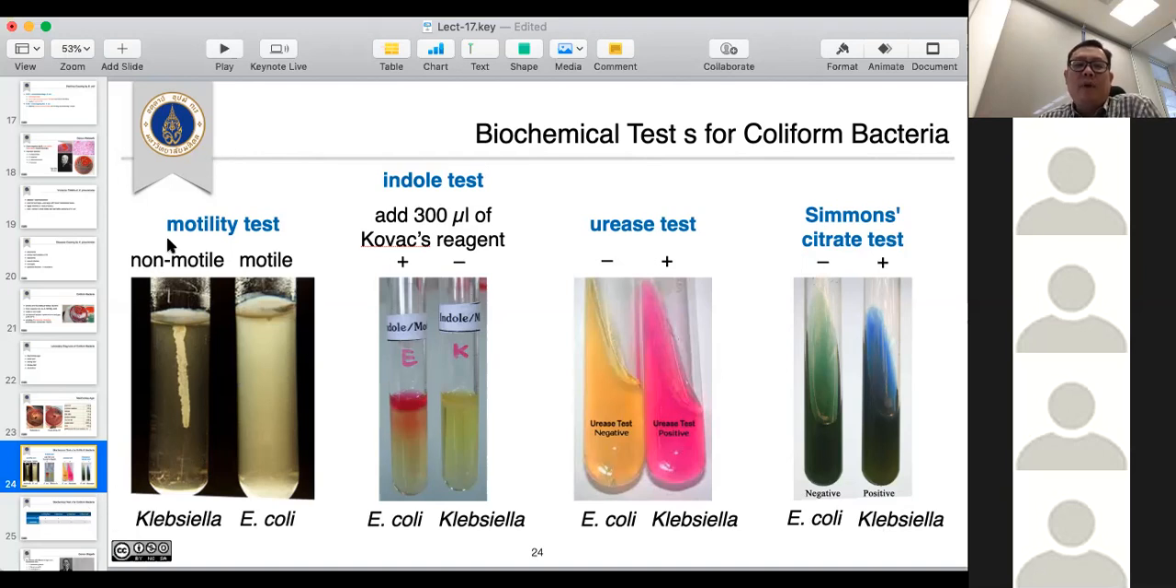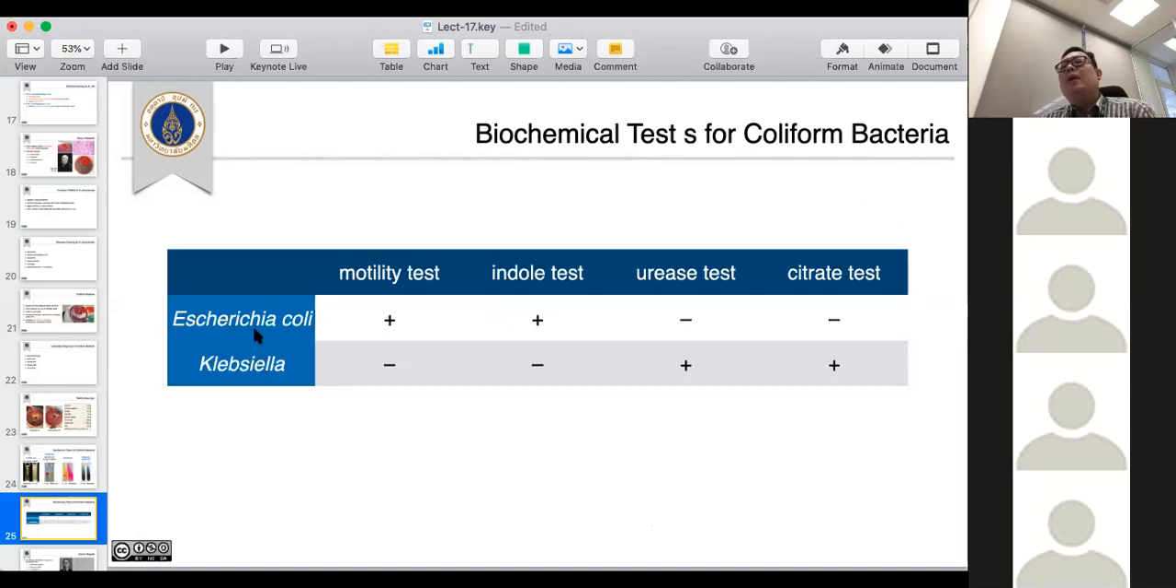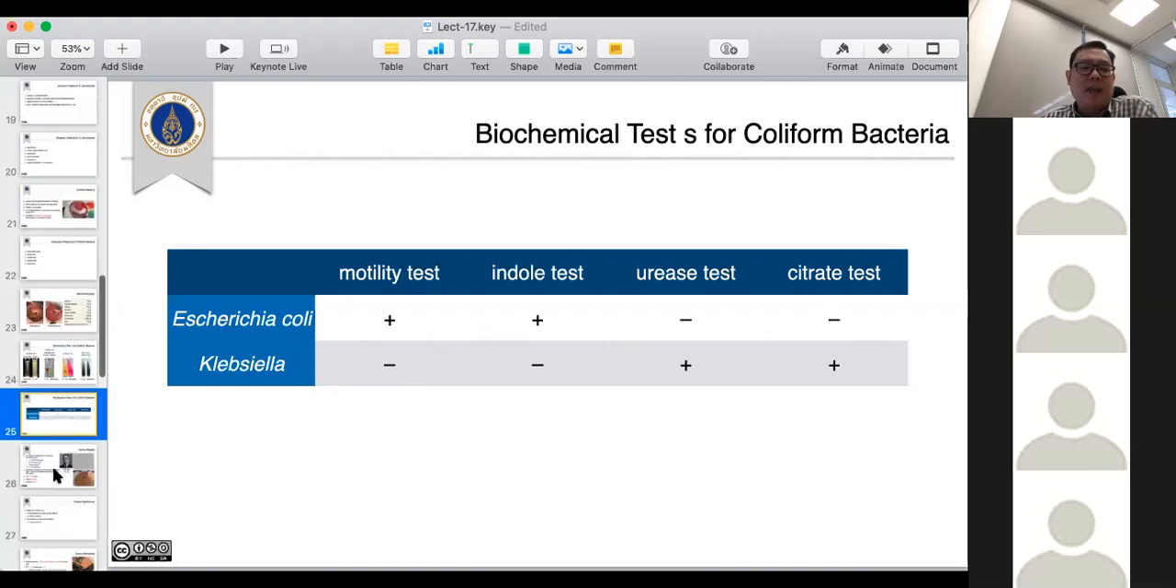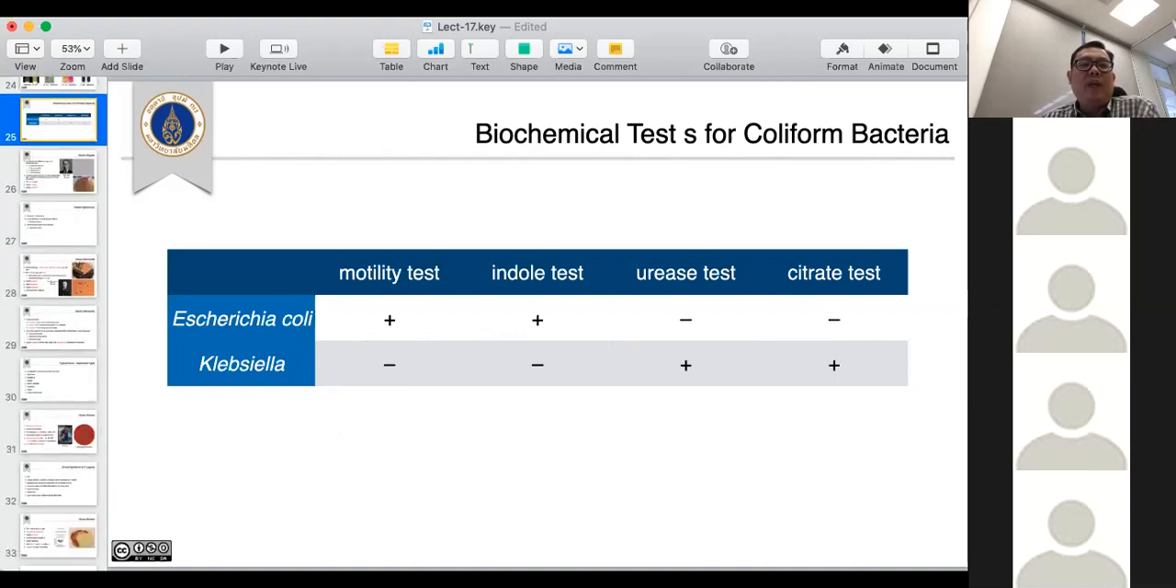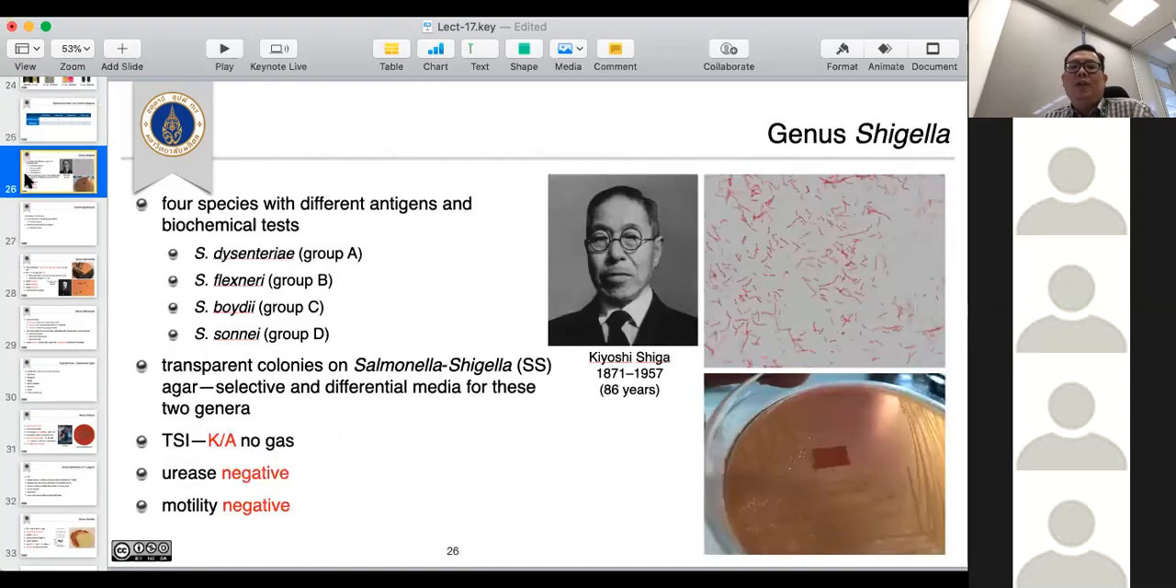But if you remember the IMViC, this is the summary. You can go back home and build a table for yourself, and then fill in the tests that are important for each bacteria in the table. E. coli and Klebsiella are totally opposite. If you remember one, you can remember the other. Okay. So from E. coli and Klebsiella, the first pair, we jump to Shigella.